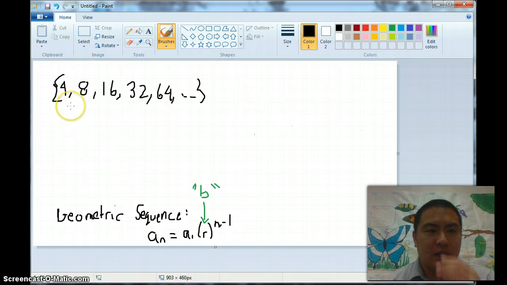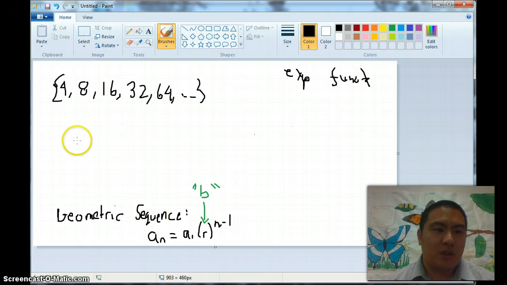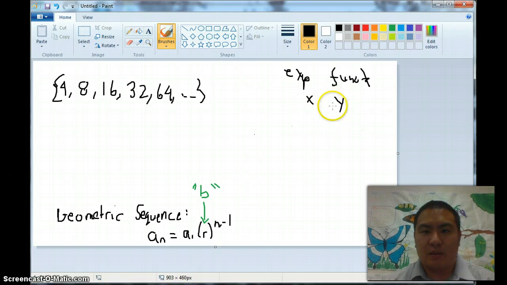Alright, so let's look at the sequence 4, 8, 16, 32, 64. I'm going to show you this in two ways. On the right, how it looks if we think of it as an exponential function, and on the left, I'll think of it as geometric. Let's start with the exponential function. If it was an x and a y, we would have 1, 4, because the first term gives us 4.